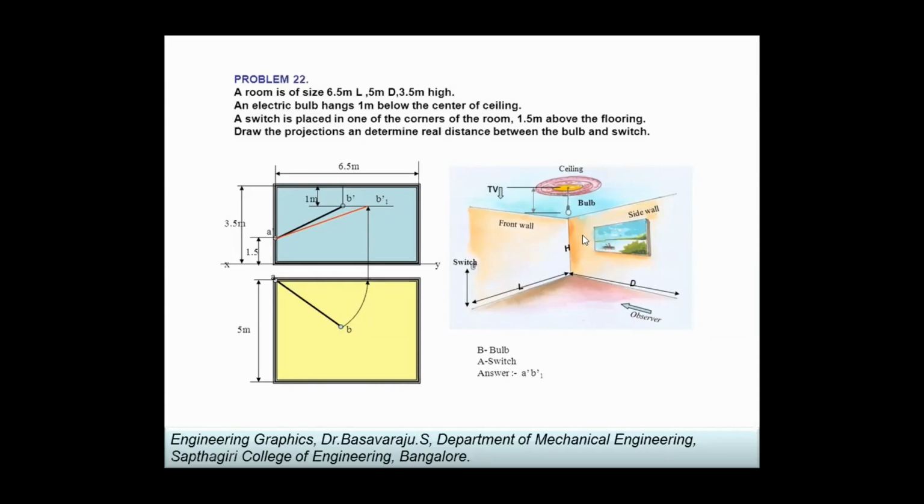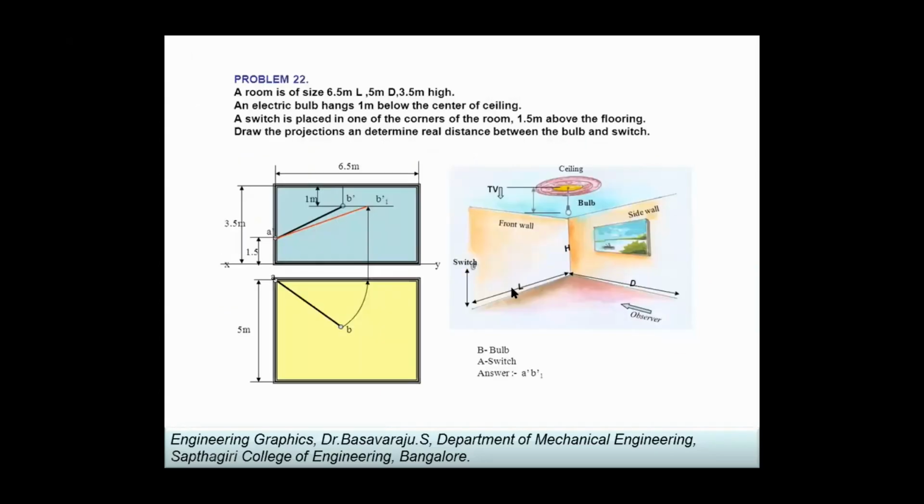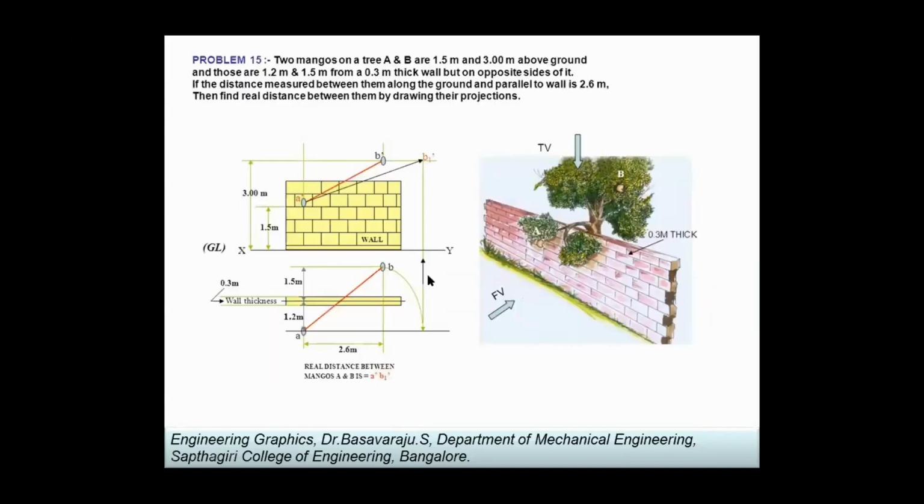This is one of the types of questions. And obviously, in these conditions, the apparent length, what you have got as A dash B dash, the true length will always be more than the apparent length. So whatever apparent length you get here, the true length will be more than the apparent length. That is very, very important.